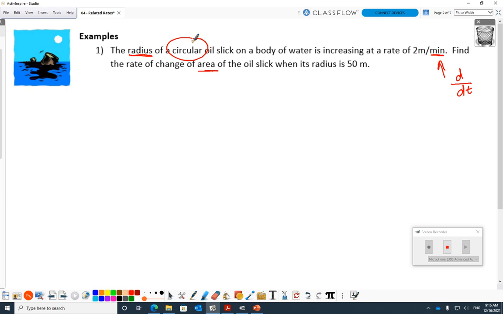Fuzzy Wuzzy was a bear. Area is pi r squared.